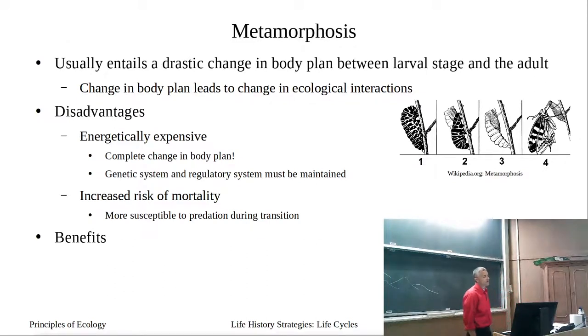When we have this change, we change the ecological interactions that are taking place. So you can think of it as a larval stage adapted for one set of ecological interactions. And then we have this complete transition that moves our adult into a separate set of interactions. That could be advantageous.